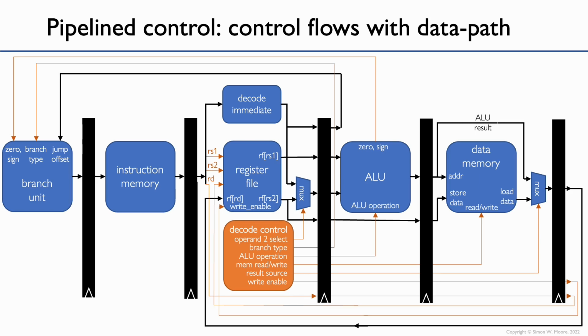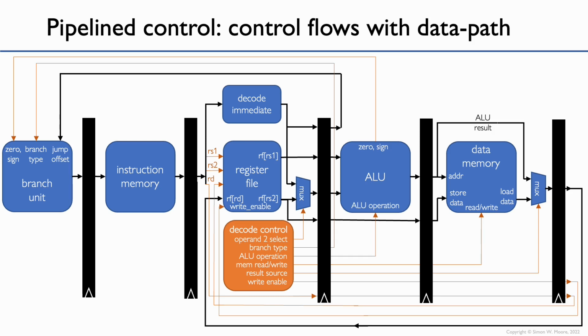So more generally, we're going to get the control signals to flow with the data path. And you remember last lecture that I talked about the various control signals. So, controls for the multiplexers, what the ALU operation is, whether the data memory does a read or a write, or whether we don't use it at all, and so on.